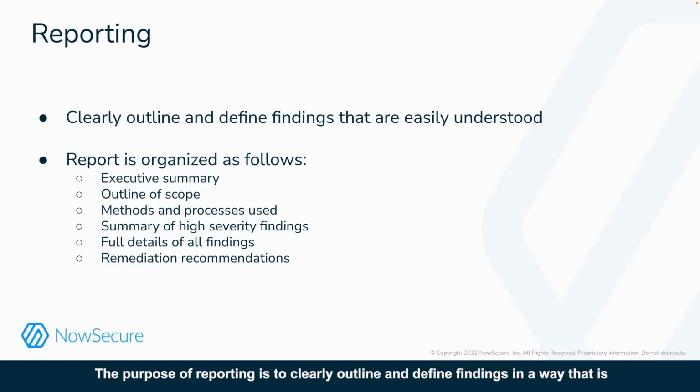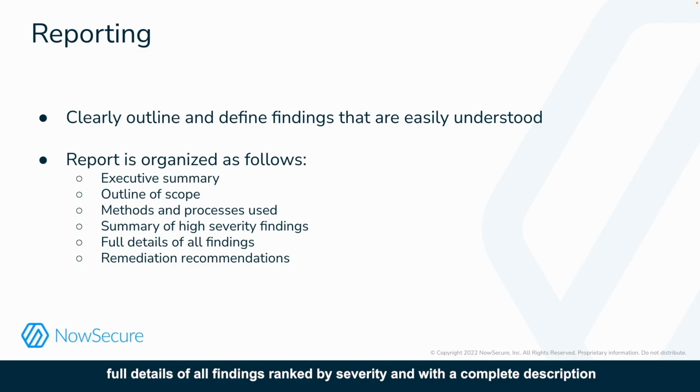The purpose of reporting is to clearly outline and define findings in a way that is easily understood by anyone in an organization from C-suite to security teams. Reports are often organized in the following way. Executive summary, which provides an overview of the main points of a larger report. Outline of agreed upon scope. Details of the methods and process used by the analyst. Summary of findings with the highest severity and impact to the organization.